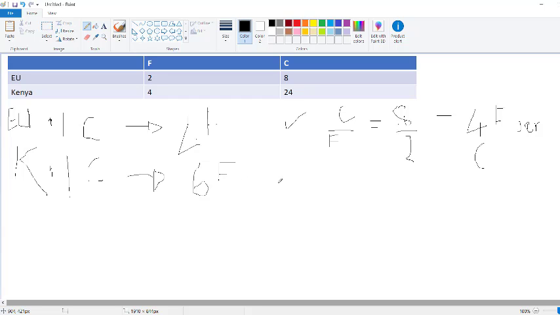And then similarly for the calculation for Kenya, in terms of finding the terms of trade for carbon or chemicals, would be 24, same calculation, over 4, which is equal to 6. That means 6 food per chemical.